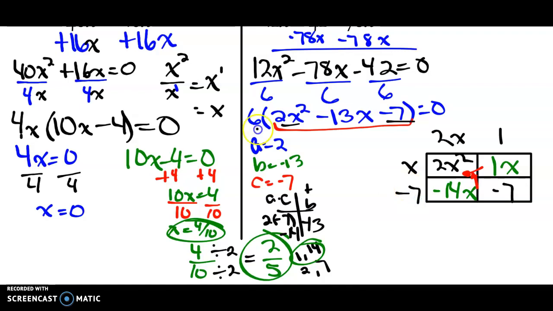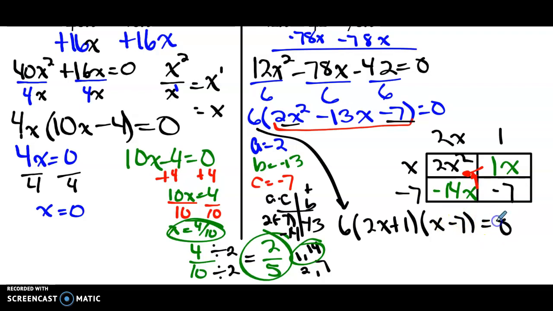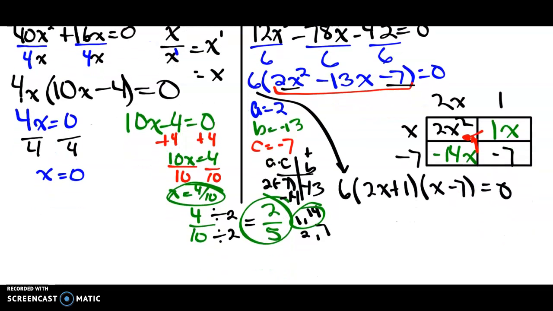So remember we had a 6. Can't forget the 6. We write the 6, 2x plus 1, x minus 7, set it equal to 0. We have 2x plus 1 equals 0. Subtract 1 from both sides. Get 2x equals negative 1. And now we divide by 2. And x equals negative 1/2.